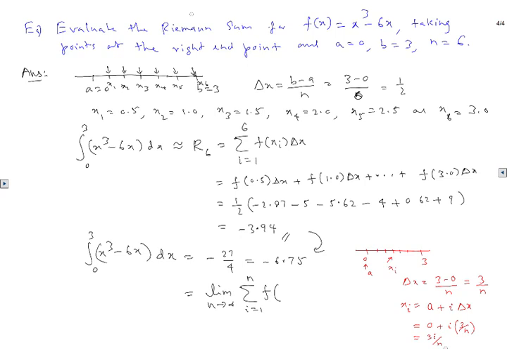So what do you want to do? You want to evaluate the function at the ith one. So it is 3i over n. And then what's the gap? The gap is simply delta x, which is 3 over n. So that is the general version of the Riemann sum, and that's exactly equal to this one.